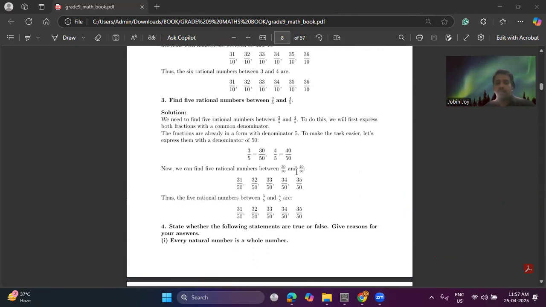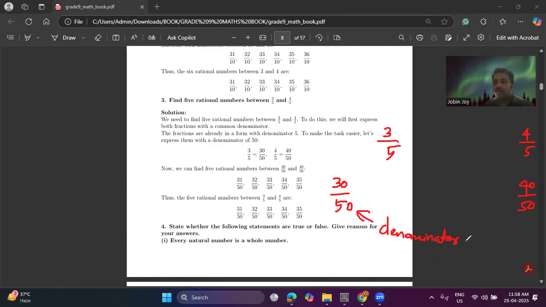Then next is find 5 rational numbers between 3 by 5 and 4 by 5. So I have two numbers, 3 by 5 and 4 by 5. How will you write? First, I am writing this 3 by 5 as 30 by 50. So 0, 0 cancel. This is 3 by 5, right? This 4 I can write as 40 by 50. So 0, 0 cancel, 4 by 5. So check the denominator. Denominator same. Make sure that your denominator is same.